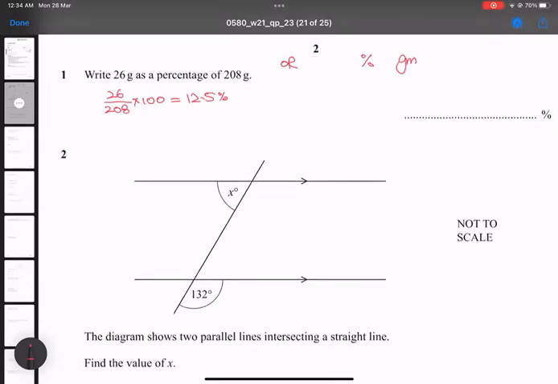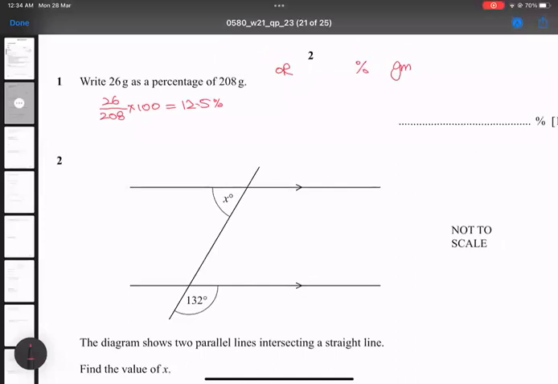So 208 grams is actually equal to 100%. And I want to know, 26 grams is equal to how much? Now we can do cross multiply. So x times 208 is equal to 26 times 100. And it goes down, 26 times 100 divided by 208. So it also comes the same answer, 12.5 percent.